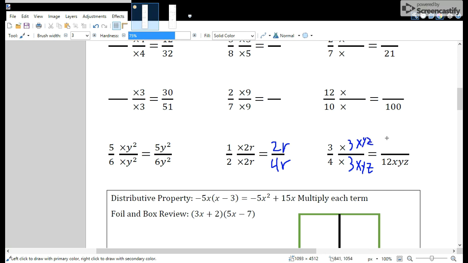And 3 times 3 is 9. So we have 9xyz. Let's turn the page.